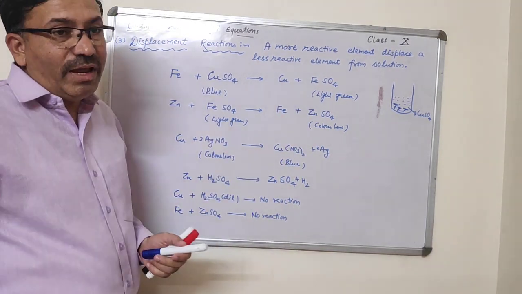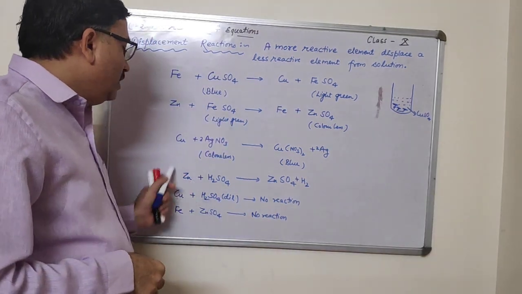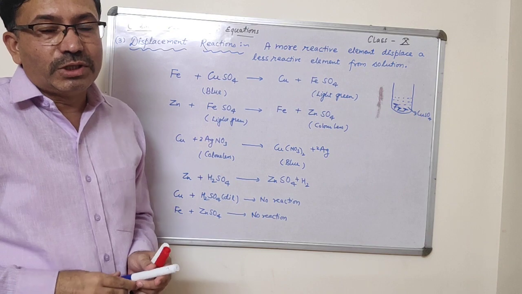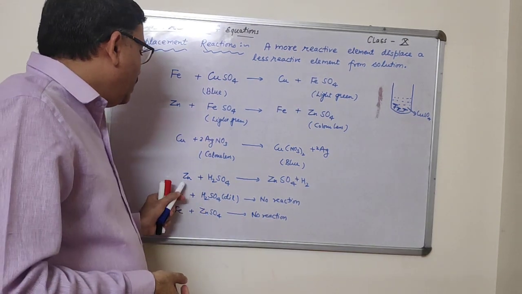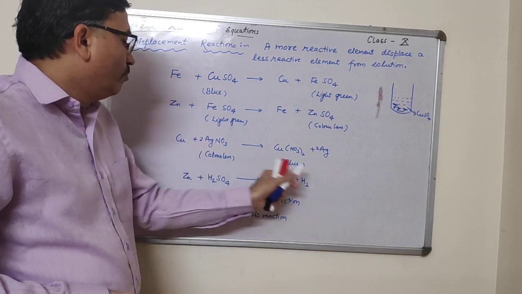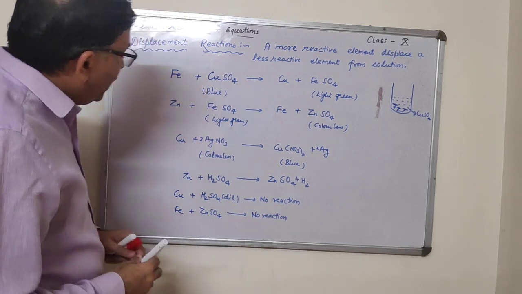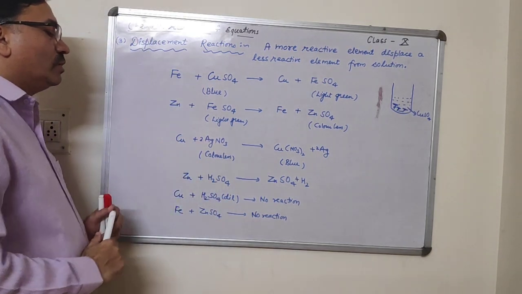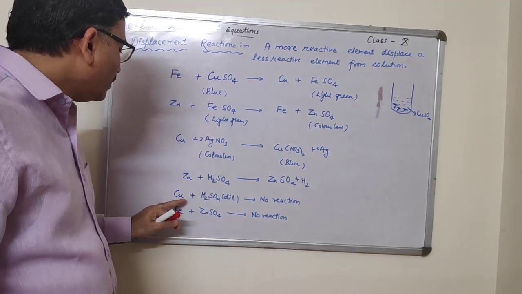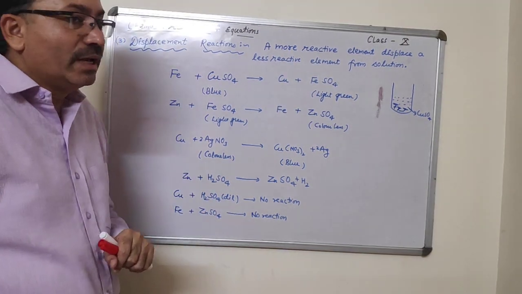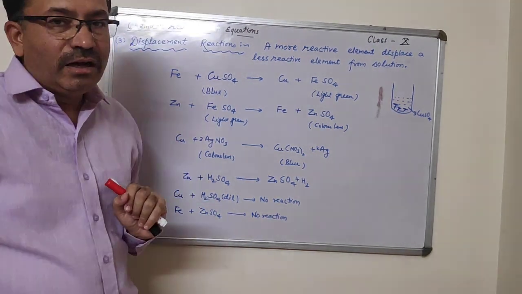Similarly, if I place a few particles of zinc in dilute H2SO4 solution, there will be liberation of hydrogen gas, and see, zinc will displace hydrogen from H2SO4. But if I take copper plus H2SO4, copper will not be capable of displacing hydrogen from sulfuric acid. It means we can say copper is less reactive than hydrogen.